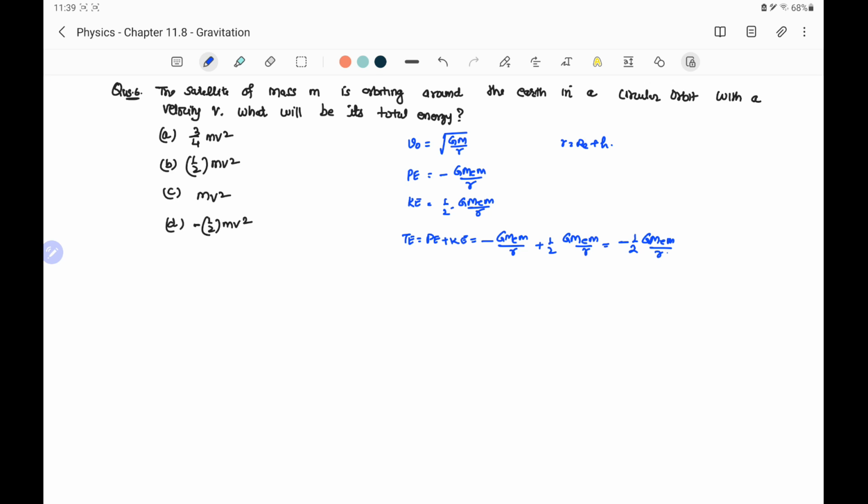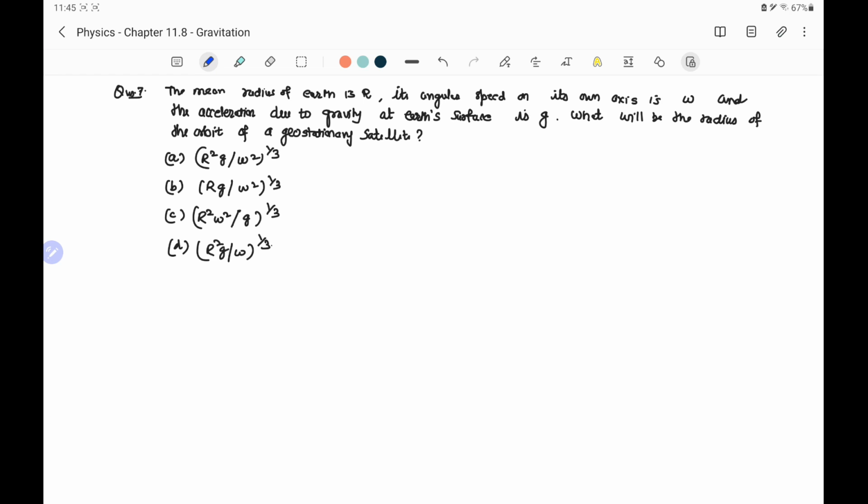and this will be equal to minus half G M_e m by r. Now we can apply the formula of the orbital speed for G M_e by r, and this is the square of the orbital speed. So we can write total energy is minus half m v_0 square. That is, it is the negative of the kinetic energy. Hence, option D is the correct option.